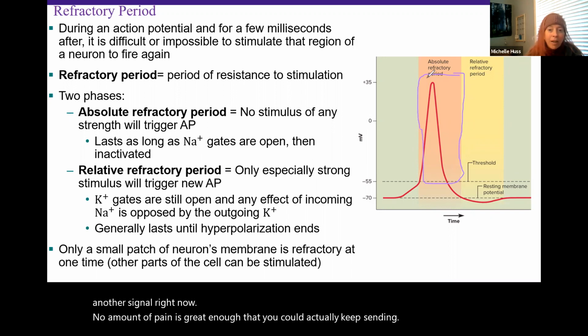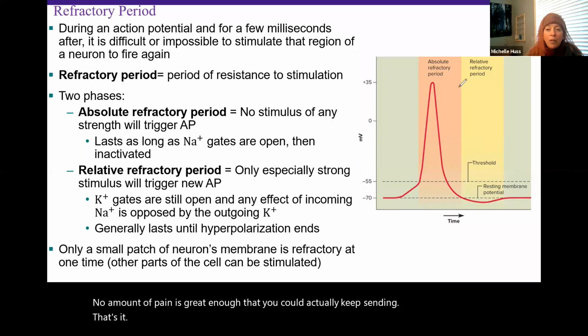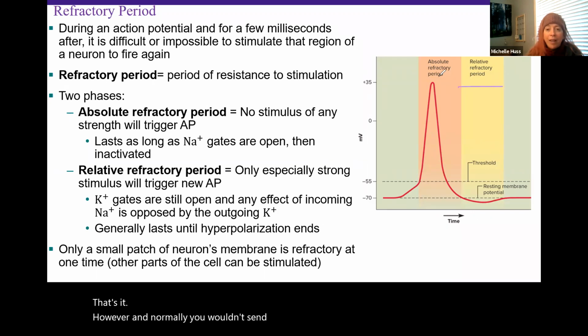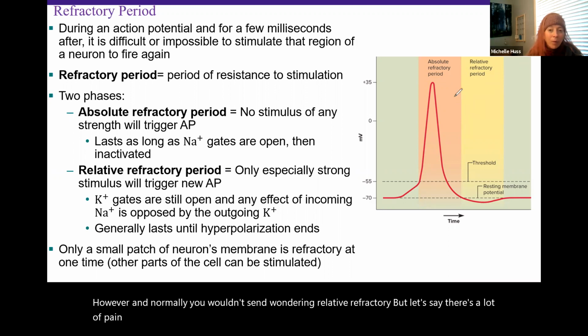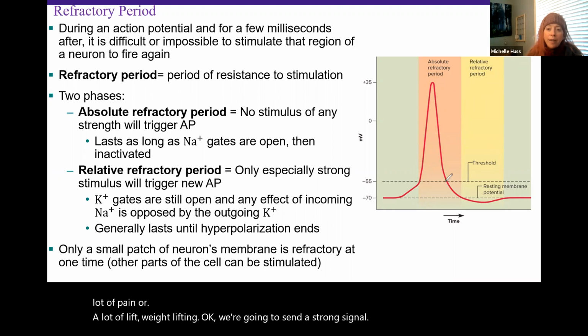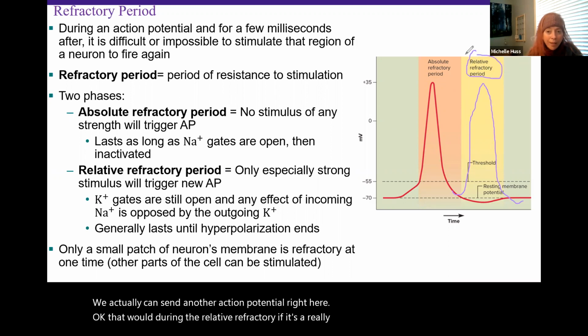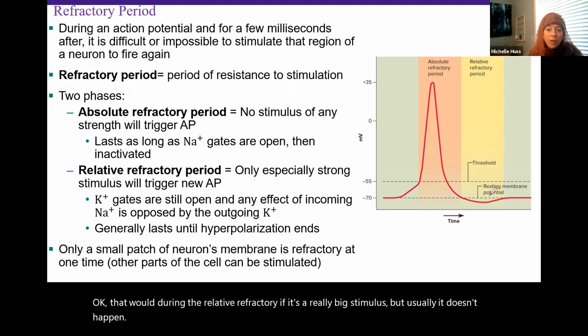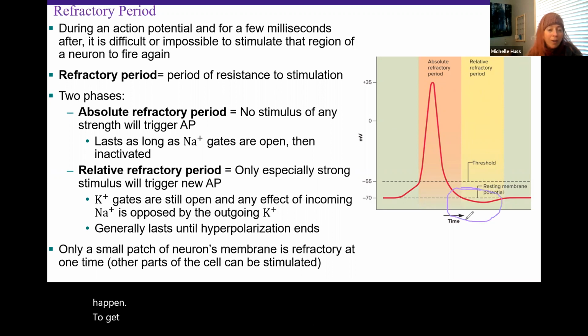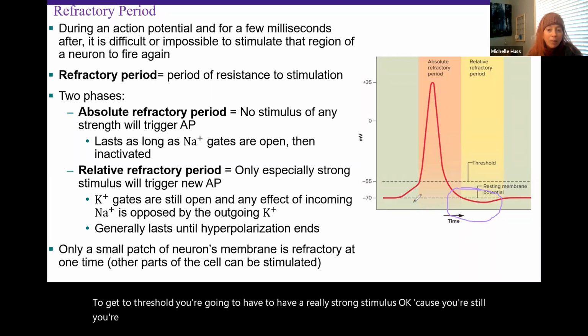However, normally you wouldn't send one during relative refractory, but let's say there's a lot of pain or a lot of weightlifting. We're going to send a strong signal. We actually can send another action potential right here during the relative refractory if it's a really big stimulus, but usually it doesn't happen because to get to threshold, you're going to have a really strong stimulus. Because you're down below -70 millivolts down here, your cell membrane.